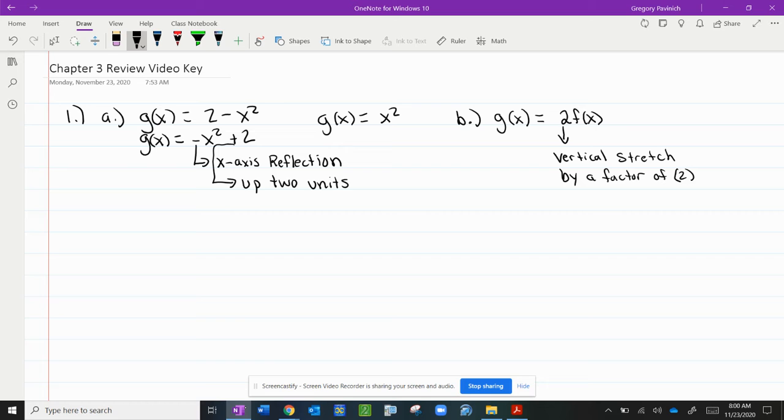Now remember, if it was horizontal, just as an FYI, it would look something like this, and that would be a horizontal compression, just in case you forgot about the two different ones.